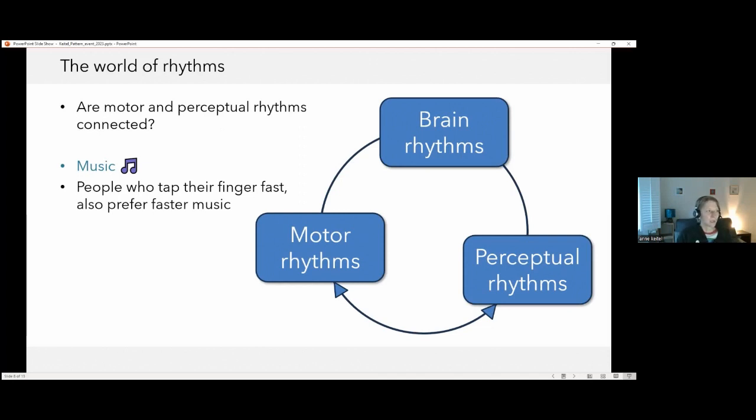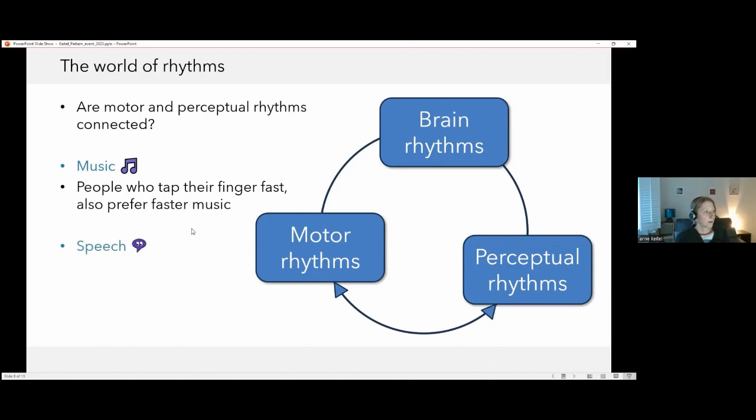So what we did here is we just asked participants to tap their finger on the enter key of the keyboard, and we did several studies, some of them online, some of them in person. But if you ask people to just tap their finger at a pace that is comfortable for them, people do that, and we get a huge range of people either tapping really fast or really slowly. And then we did different things. We either just asked them what kind of music they prefer, fast or slow, or we played different music to them, different rhythms at different tempi, and asked them to rate how much they liked it. But the result is always the same. So people who have a fast motor rhythm also tend to prefer faster music.